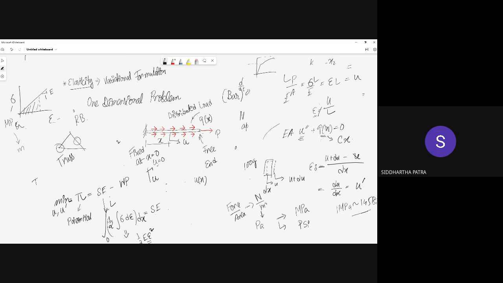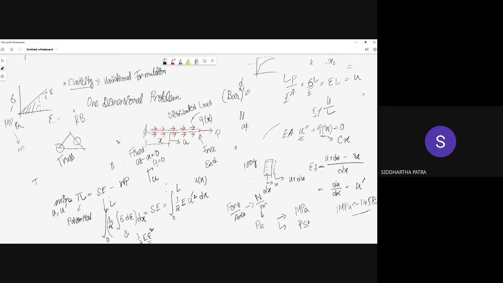So this is the strain energy, and if I simplify this further, this is how it looks like. Half E, as we discussed, epsilon is u prime, squared dx. That is the strain energy.